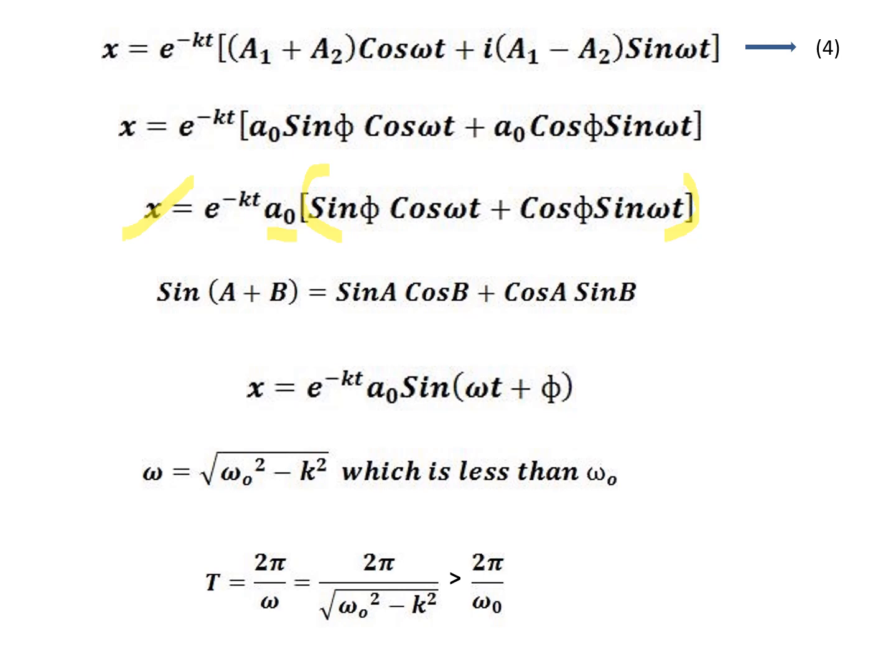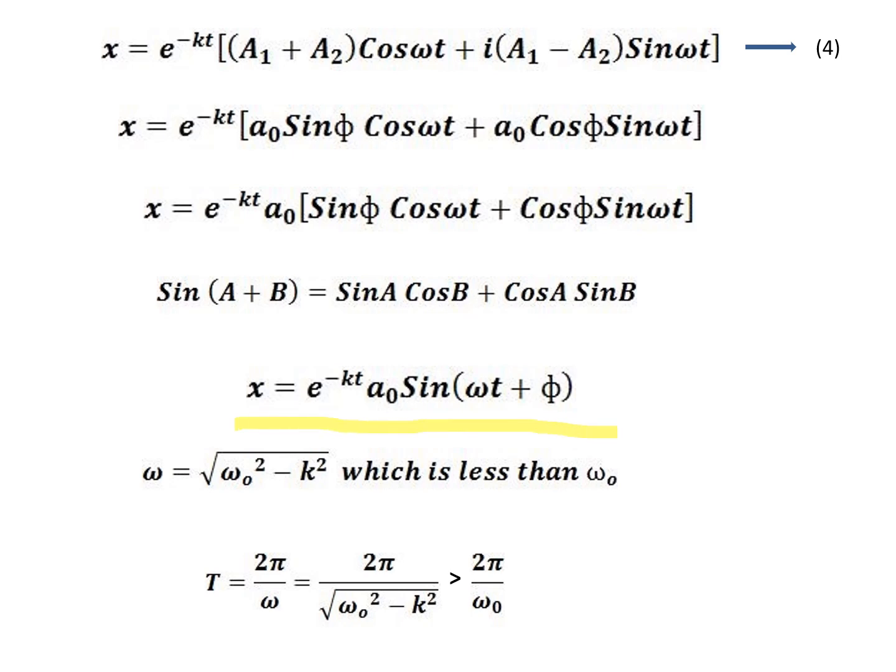Now this term within brackets is actually in the form sin (a plus b) is equal to sin a cos b plus cos a sin b. So the term in the bracket can be written as sin (omega t plus phi). So the equation for x becomes x is equal to e raised to minus kt A0 sin (omega t plus phi).